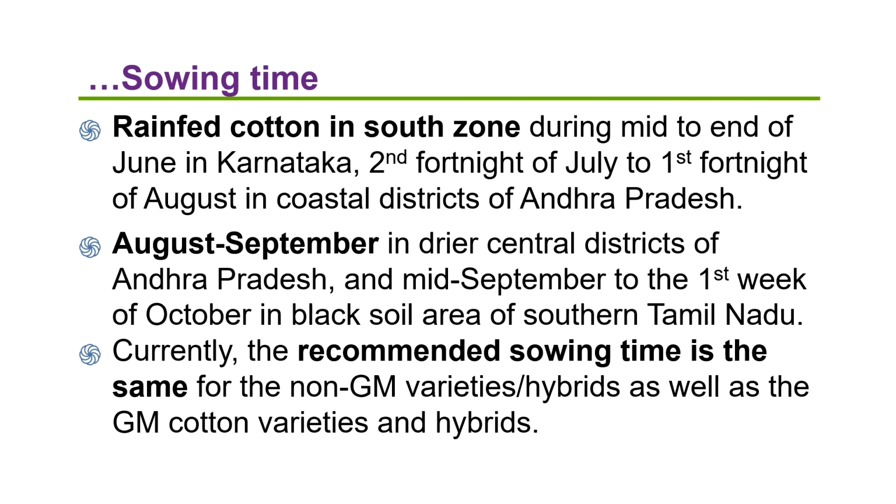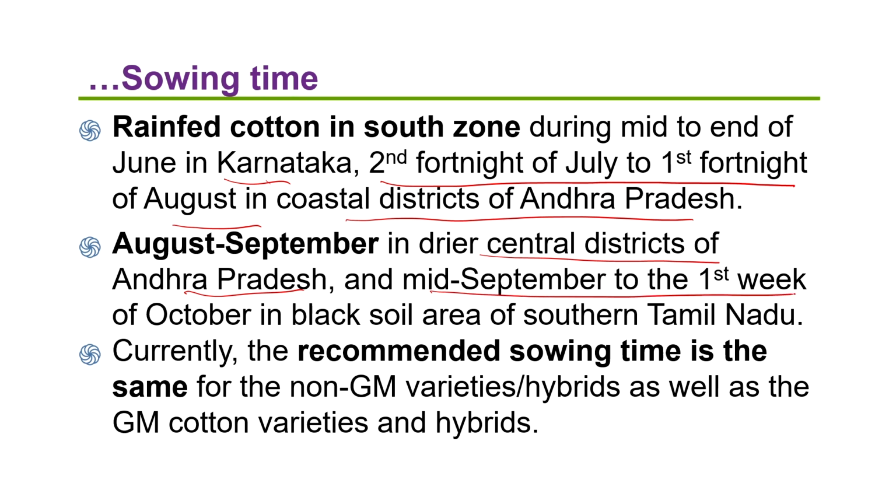Rain-fed cotton in the south zone: mid to end of June in Karnataka, second fortnight of July to first fortnight of August in coastal districts of Andhra Pradesh, August-September in drier central districts of Andhra Pradesh, and mid-September to first week of October in black soil area of South Tamil Nadu. Currently recommended sowing time is the same for the non-GM varieties, hybrids as well as GM cotton varieties and hybrids.